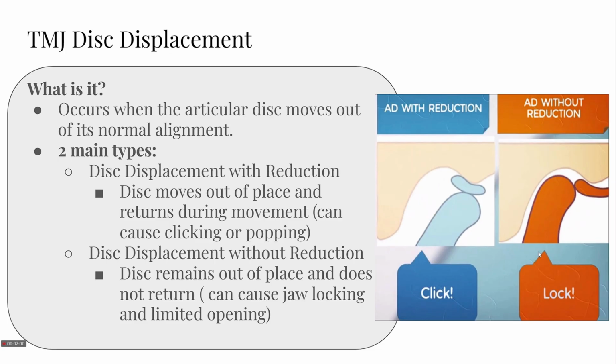And this picture on the right shows the two different types of disc displacement. As you can see, the one on the left, with reduction, the mandibular condyle is positioned anteriorly, while the one on the right, without reduction, is positioned posteriorly.